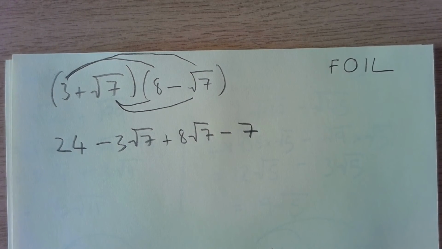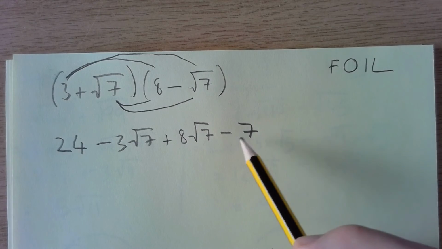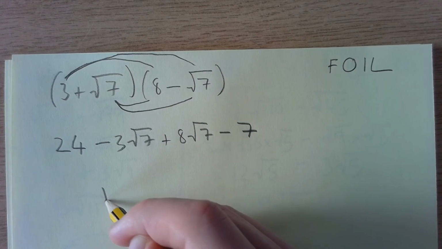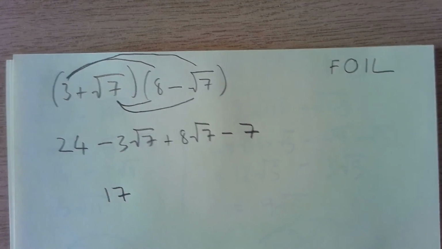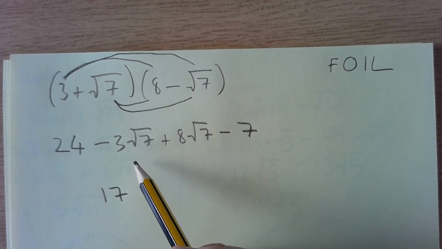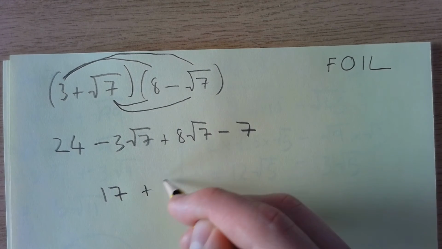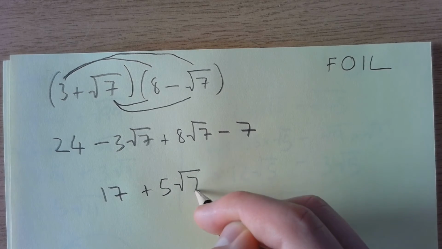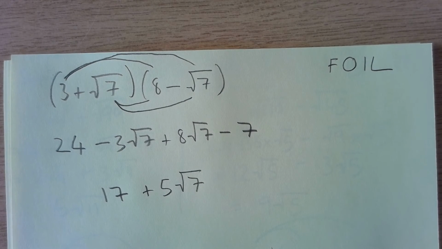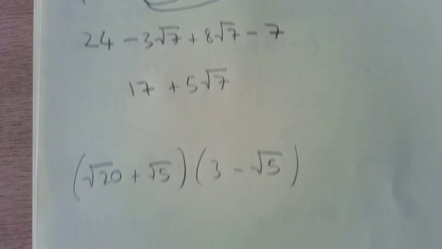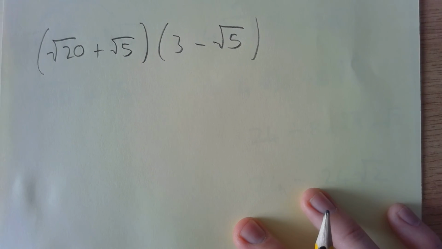And just like with the brackets, we already know how to factorise. There's often bits I can simplify here. I've got 24 minus 7 is 17. And I've got minus 3 root 7 plus 8 root 7. Well, that's going to be 5 root 7. So nothing really new here, just combining double brackets we already know how to do with some of our surd stuff we've worked on. Here's one more example. Have a go at it now if you want.